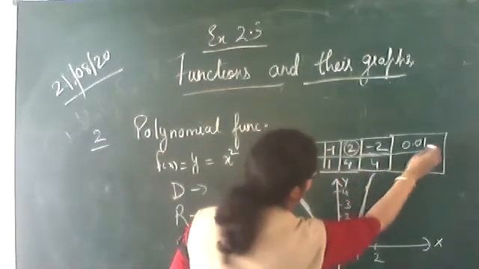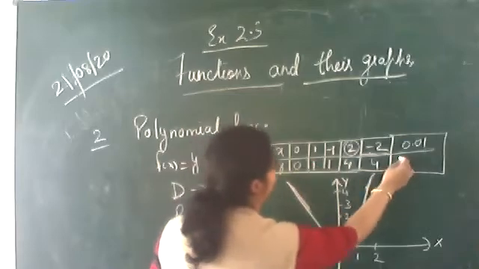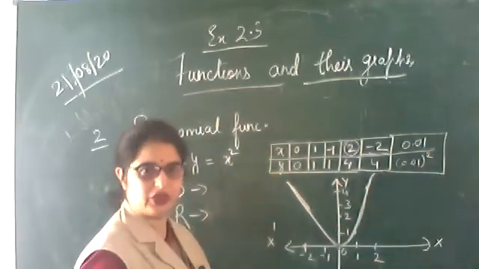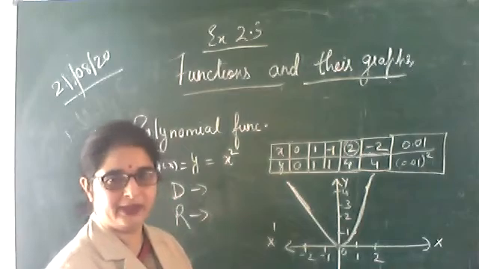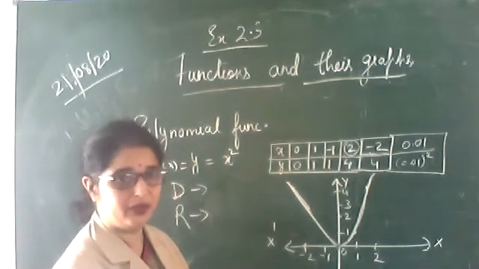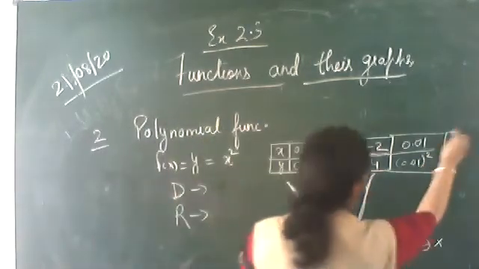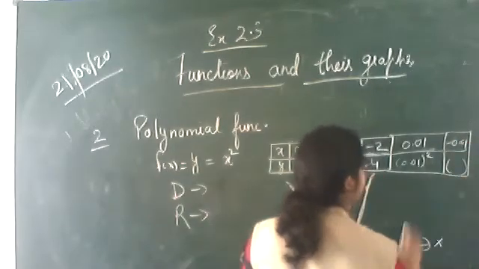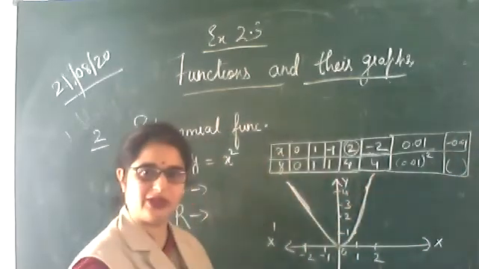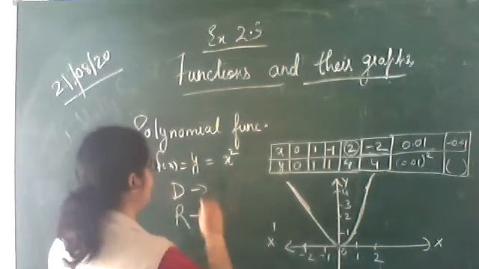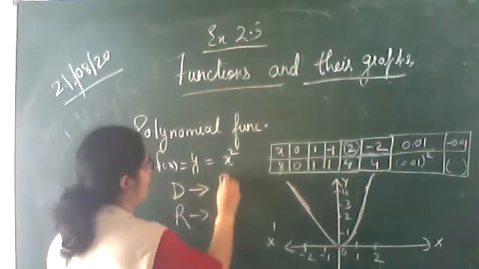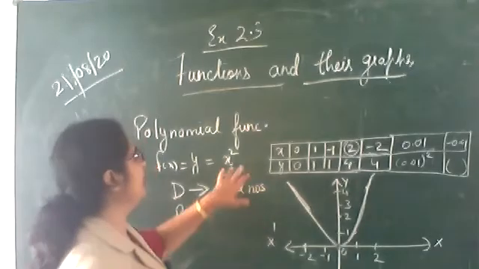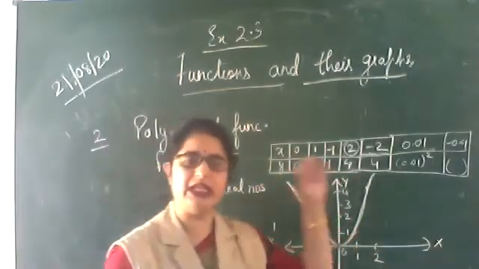Now just see, if I take x is equal to 0, I will get 0. If I put x is equal to 0.01, you can make the square of 0.01. This will be a real number itself. Then if I put minus 0.01, again I will get the same answer, 0.01 square. Clear? So what is basically the domain? Domain will be all real numbers.